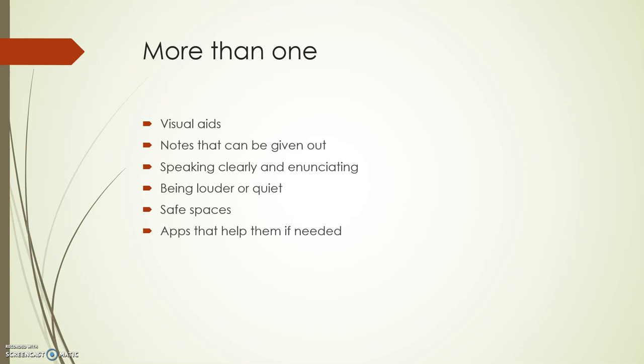So if you have more than one, these few things kind of help it all together. So visual aids, notes that can be given out, speaking clearly and enunciating, being louder or quieter if they need it. Making sure there's available safe spaces and apps. There's plenty of apps out there that help students with whatever disability they may be handling. Just making sure you're finding the right one and making sure it's the proper one to use. But I'd say the biggest one though is these visual aids, because students always seem to absorb better as long as they can compare it to something else.